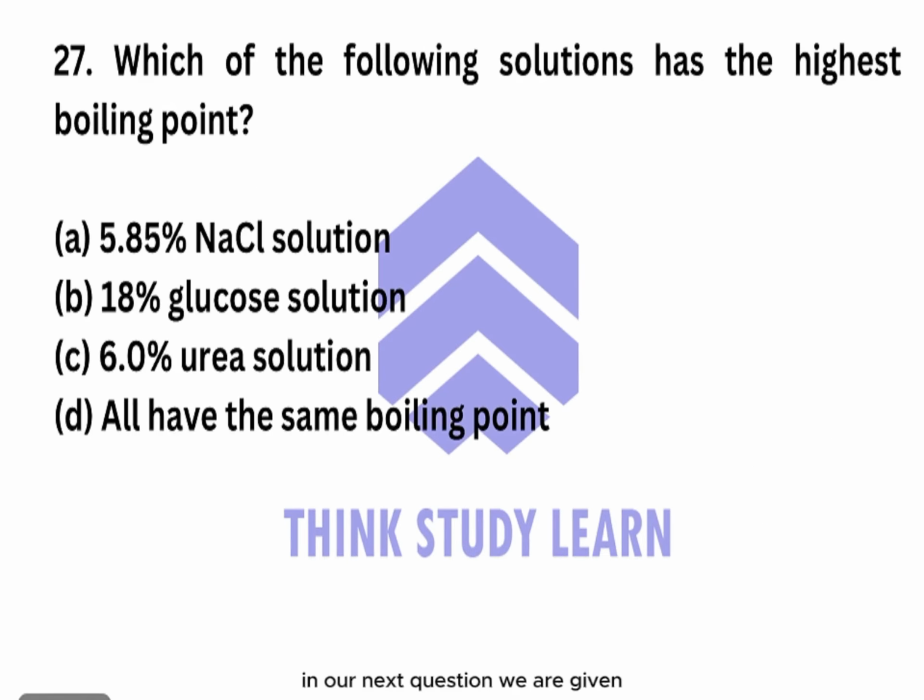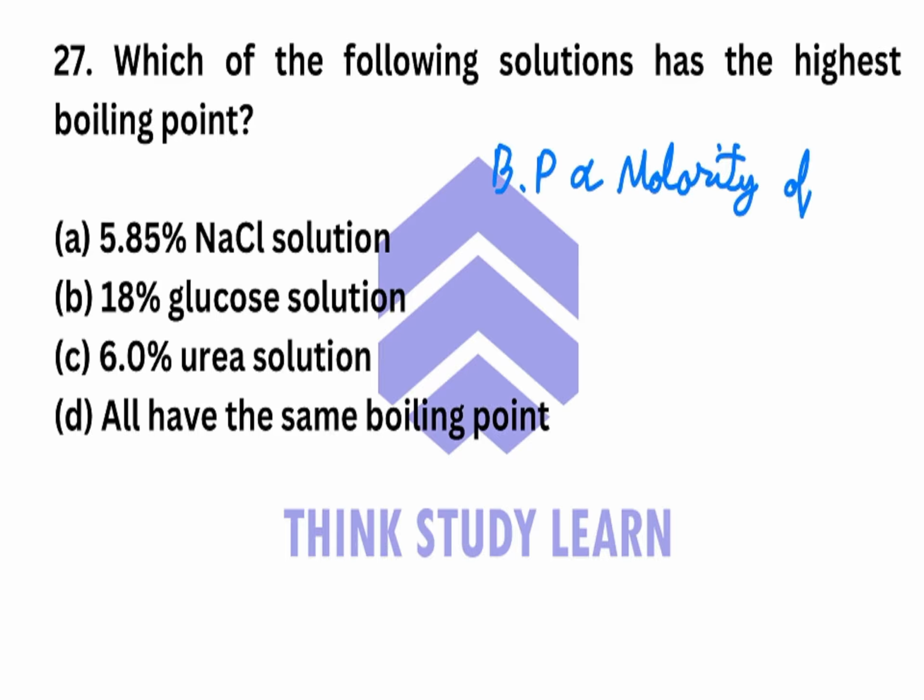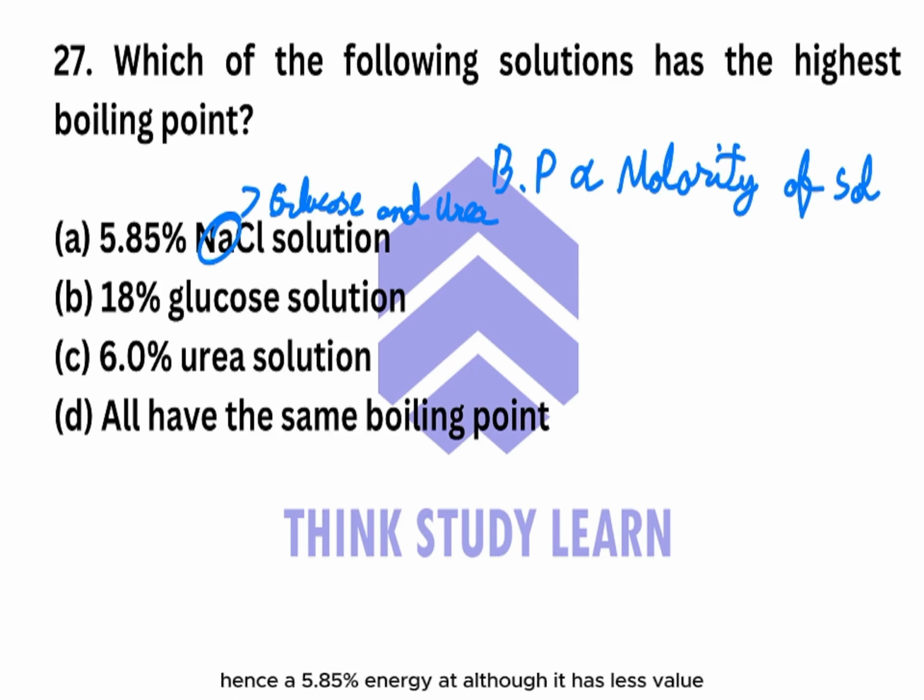In our next question, we are given that which of the following solutions has the highest boiling point? Boiling point is directly proportional to the molarity of the solution. Since NaCl has greater than glucose and urea, hence a 5.85% NaCl, although it has a less value, it will have the highest boiling point.